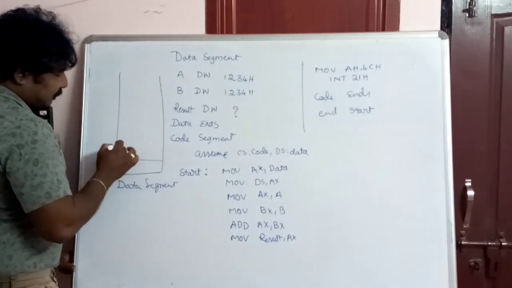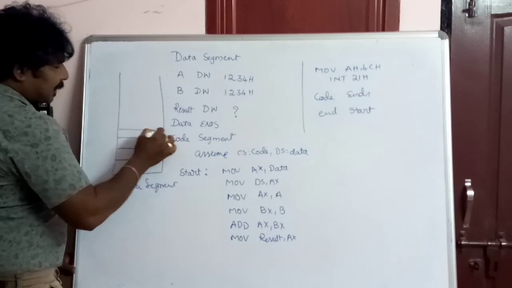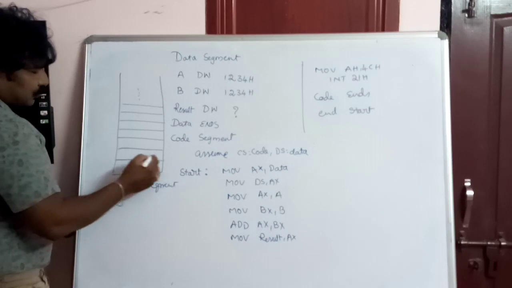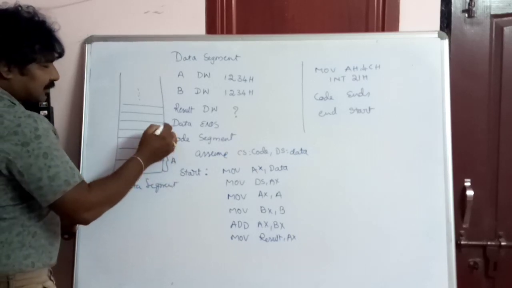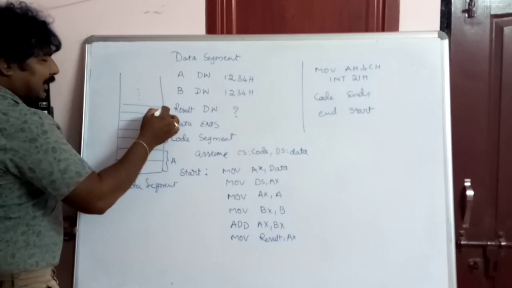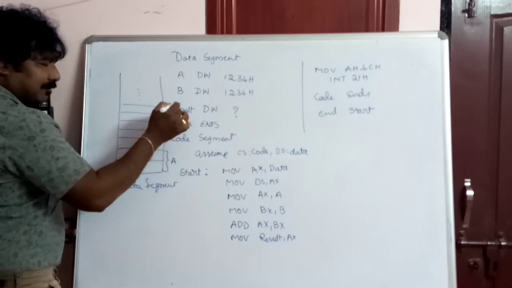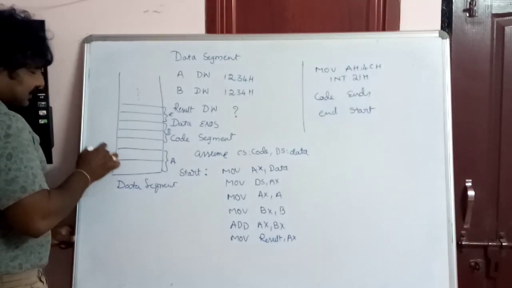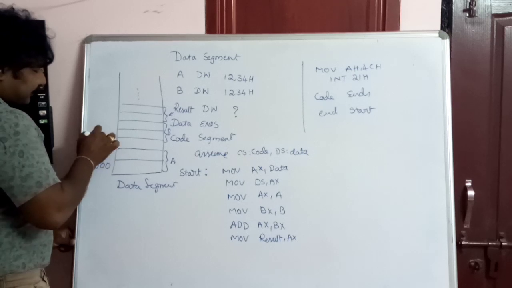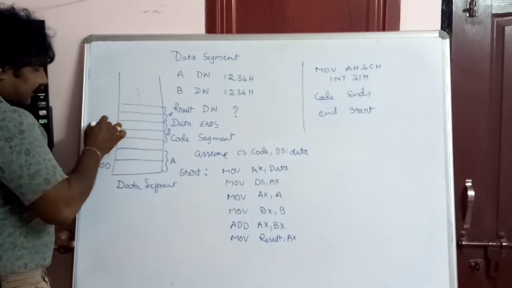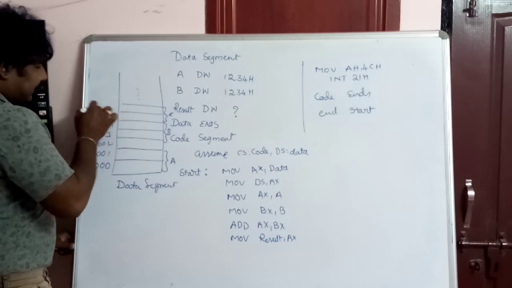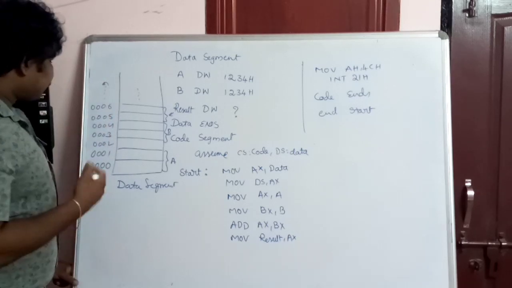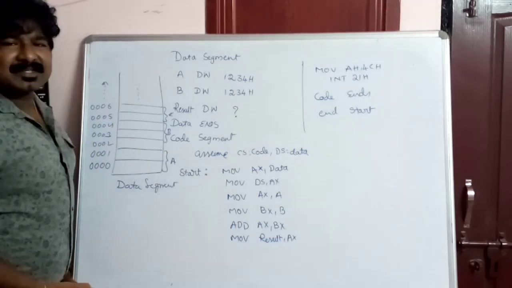Okay, so in the data segment all the values will be stored as a byte series. That means 2 bytes are reserved for A, these 2 bytes are reserved for B, and these 2 bytes are reserved for the result. The addresses will be 0000, 0001, 0002, 3, 4, 5, 6, and so on. This is how these addresses will be assigned to these memory locations.